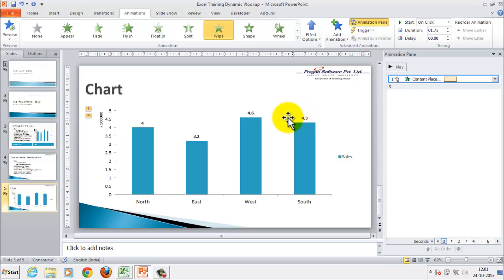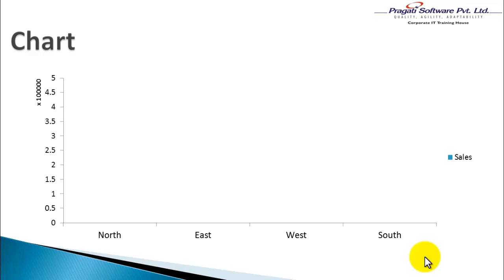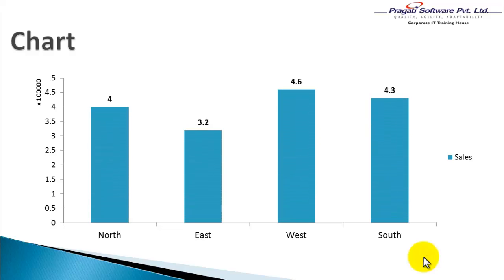To check this on a full screen, we can once again click on this icon. You see that on my first click I have only the grid of the chart. So now the presenter has time to introduce these particular objects one by one. So this is all about animations on a chart.